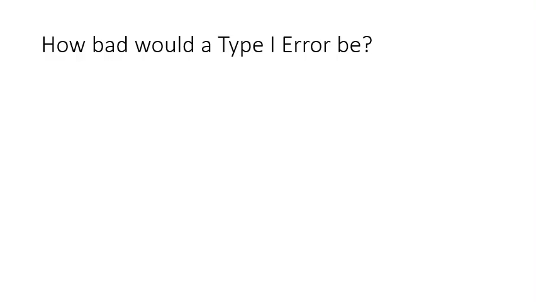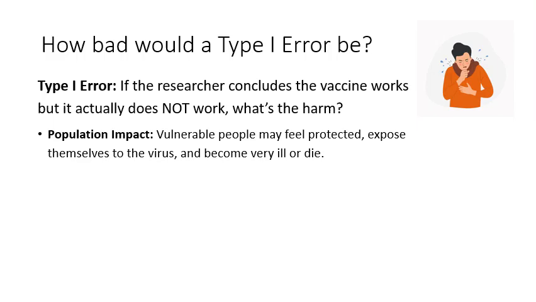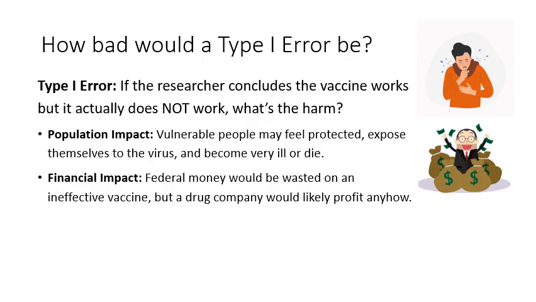So the kinds of things that the researcher considers are how bad would a type 1 error be? And so if the researcher concludes, makes a false positive and concludes the vaccine works, but it actually doesn't work, what's the harm? Well, maybe there's a population impact. Vulnerable people might get that vaccine and feel protected and then expose themselves to the virus and become very ill or die. That would be bad news, a false positive. There could be a financial impact. Federal money would be wasted on a bad vaccine. That's a bummer. We could have used that money elsewhere.